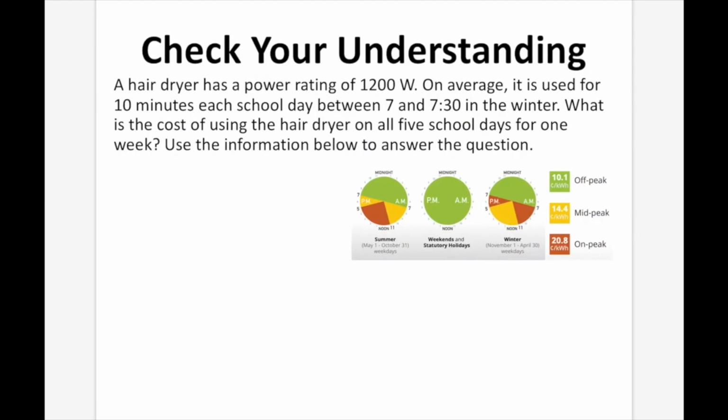Check your understanding. A hairdryer has a power rating of 1200 watts. On average, it is used for 10 minutes each school day between 7 and 7:30 in the winter. What is the cost of using the hairdryer on all 5 school days for 1 week? Use the information below to answer the question.